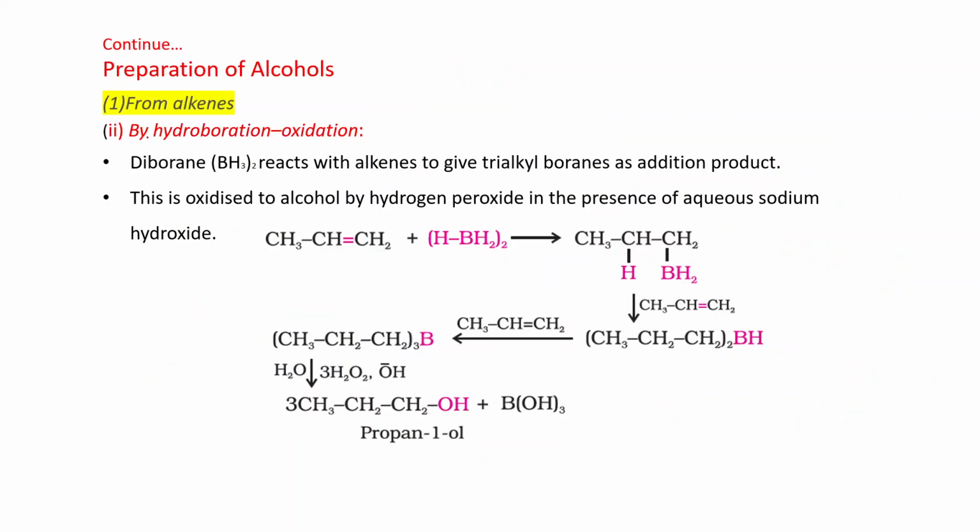Now second method, from alkenes by hydroboration oxidation. Diborane, BH3 twice. Actually this diborane you again can write like B2H6. Okay, this is the dimer of BH3. It reacts with alkenes to give trialkyl boranes as addition product. This is oxidized to alcohol by hydrogen peroxide in the presence of aqueous sodium hydroxide.